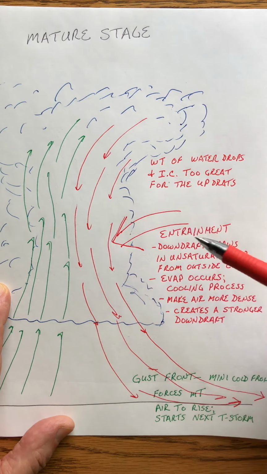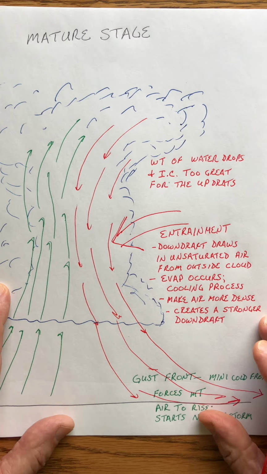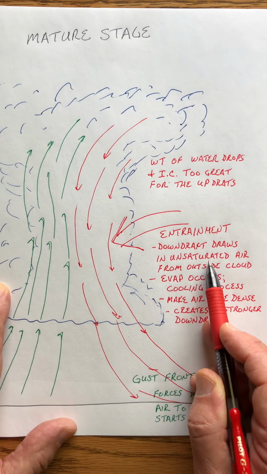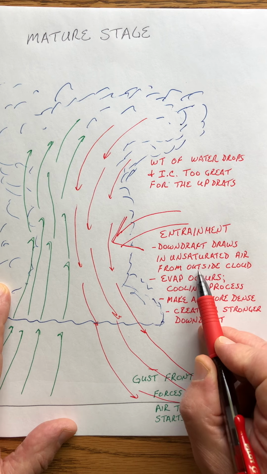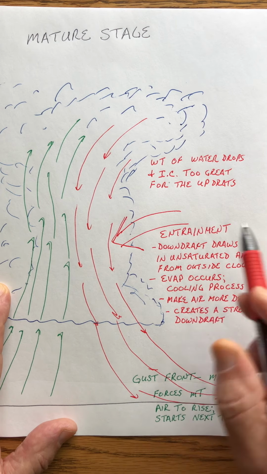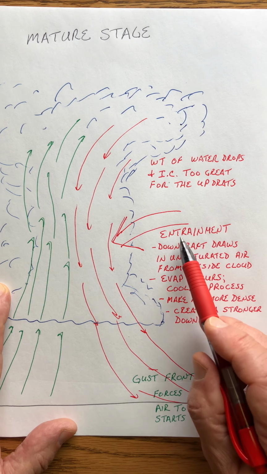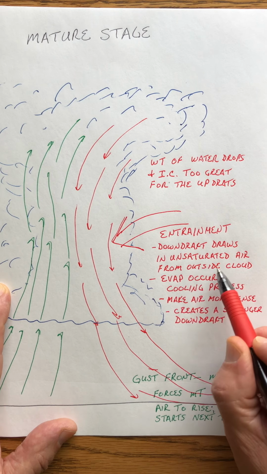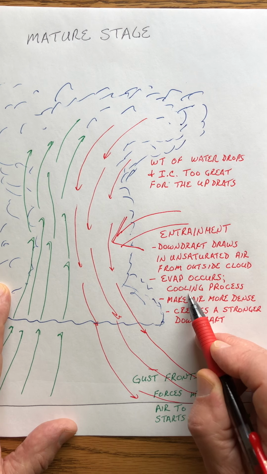As you create this downdraft, not only is it dragging air with it, but it's also going to draw in air from outside the cloud. And this air outside the cloud is unsaturated. So when you draw in unsaturated air from outside the cloud, you're going to get evaporation occurring. Evaporation is a cooling process. And I should have mentioned that this whole process of drawing unsaturated air in from outside the cloud is called entrainment. Okay, so when you entrain unsaturated air, you're going to get evaporation occurring, which is a cooling process.